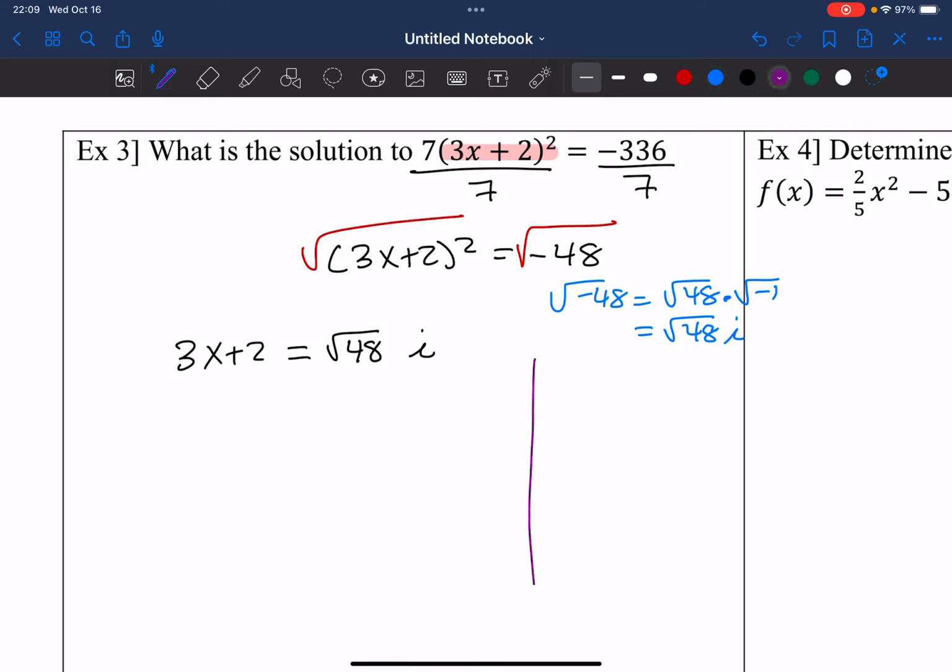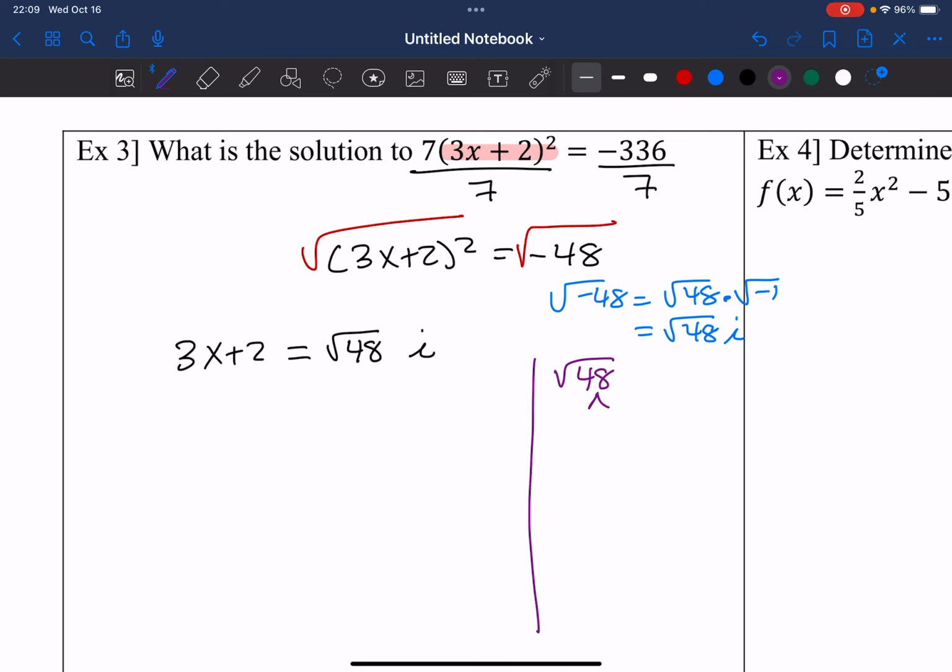Off to the side, we are going to try to simplify that radical, square root of 48. We can simplify this by using the prime factor tree. Again, this is a skill that you learned in Algebra 1, so if you don't remember, I would go back and try to relearn that skill. A prime factor tree means we take our number and we divide only by prime numbers.